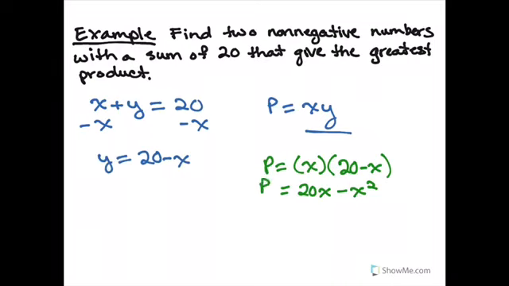Now, if we think about that graph, that's a parabola that opens down. So it's going to have a maximum at the vertex, right? All right, so in order to find that point, we need to take the derivative. So the derivative of 20x is 20. Derivative of negative x squared is negative 2x. And then we know we have to set that equal to 0.